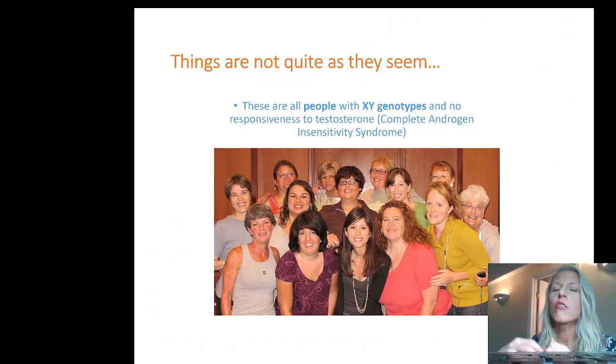If you take a look at this photo, every single person in this photo has XY chromosomes, but they don't look like people with XY chromosomes, right? They look like women. So the default developmental state in mammals is female. We'll talk about why in a moment.